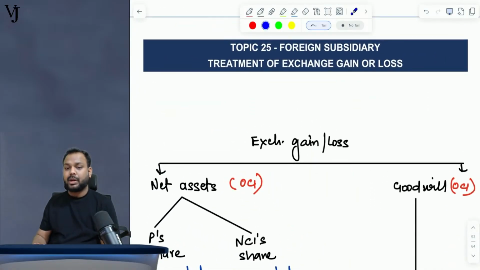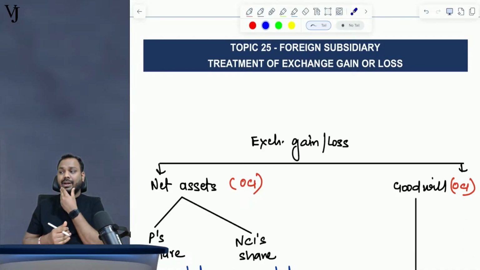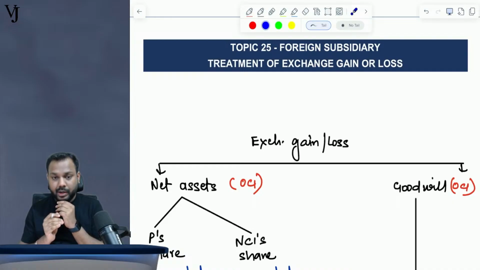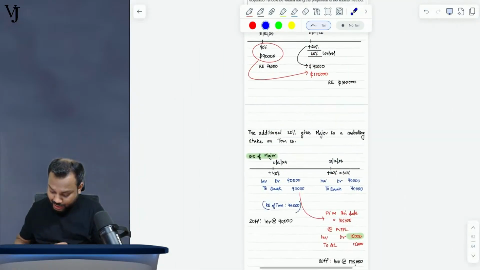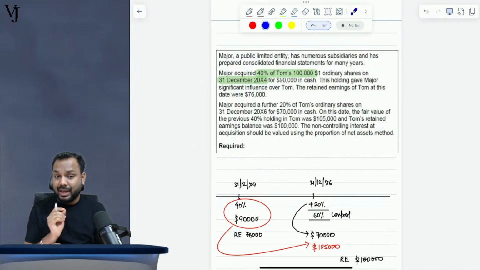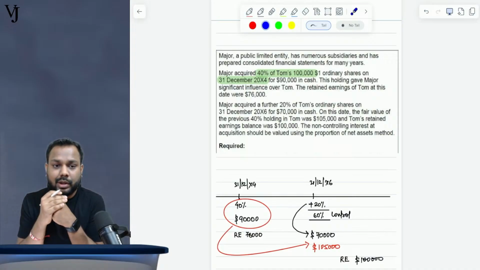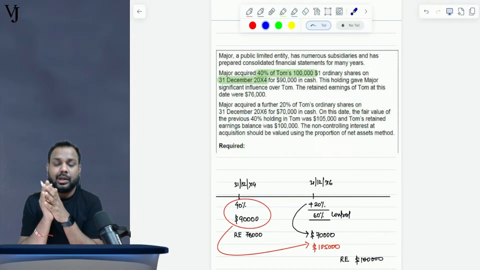Now, topic number 25 is a foreign subsidiary topic. Though I have explained this question in brief, I will strongly recommend all of you to solve this question right after the class. Will you do that? Come on, guys, please tell me. I need an answer from each one of you.